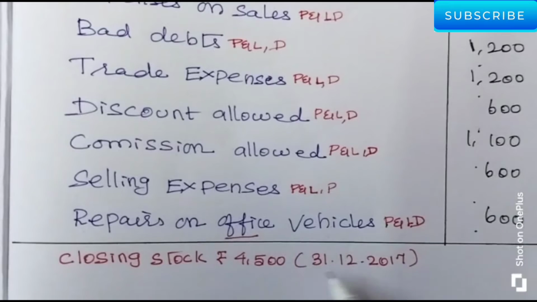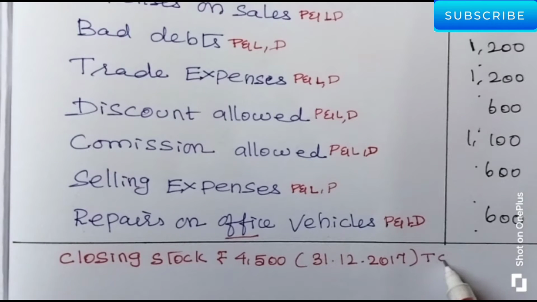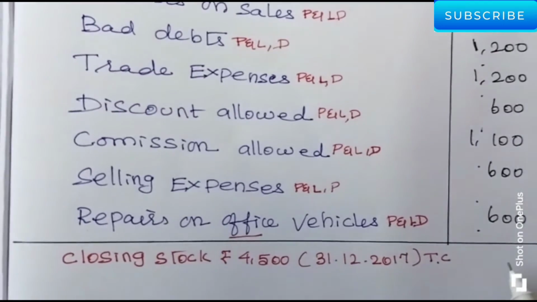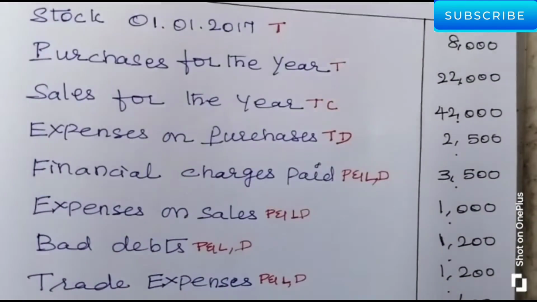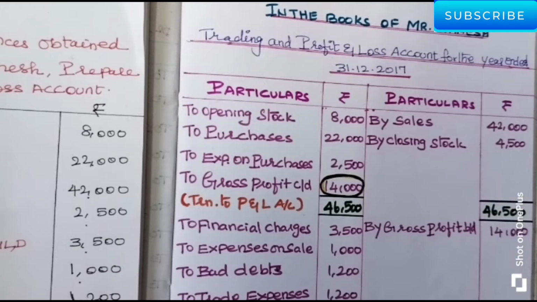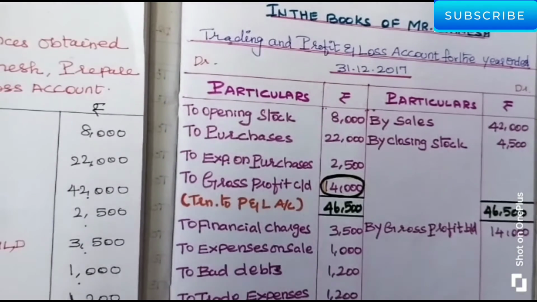Okay, closing stock, it comes on trading account credit side. Okay, so before we enter the given information into the trading and profit and loss account, first we have to prepare the format. Okay, format for the trading and profit and loss account.